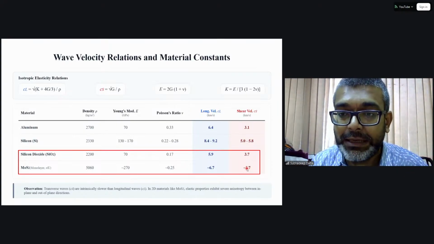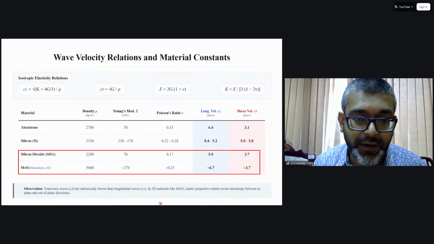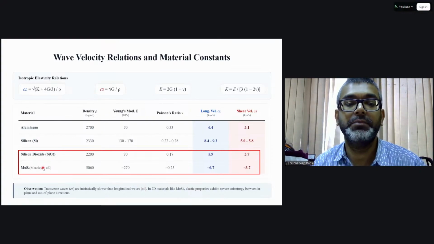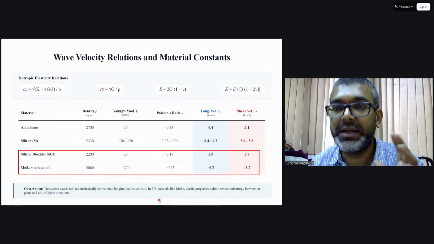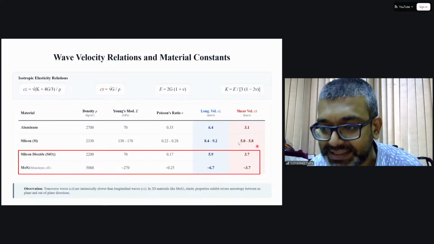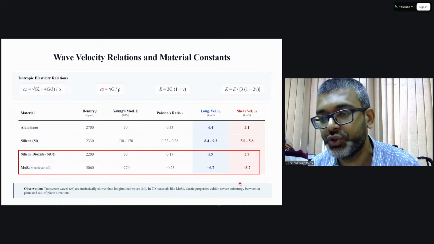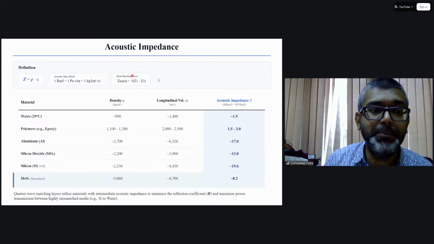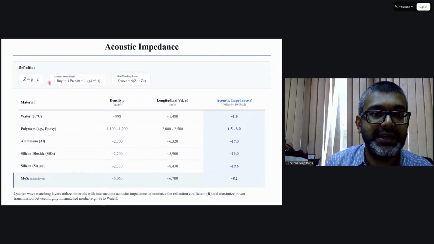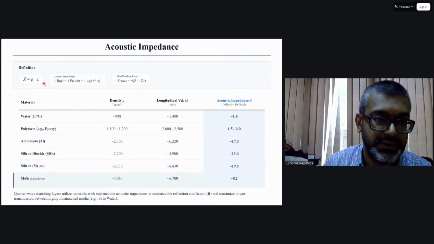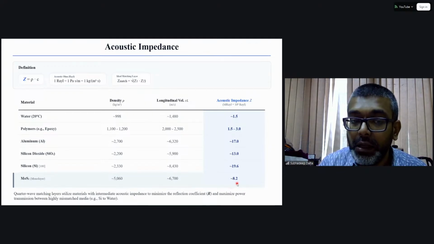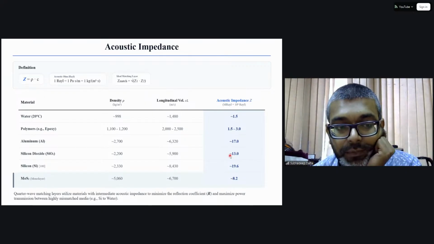So this is also applicable in the case of sound, because if we want good transmission of sound, the basic parameters, the material constants, should be close. In that sense, if you consider silicon oxide and MoS2, they are pretty close. To be specific, you can also calculate acoustic impedance, which is rho times V, or C, the sound velocity, times density. And you can see that for MoS2, the acoustic impedance is not that far from silicon oxide.